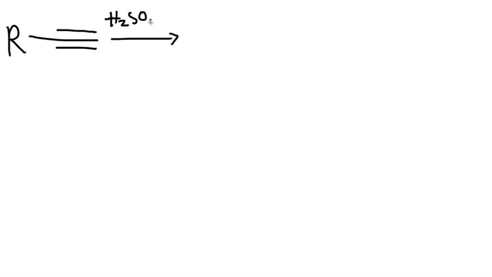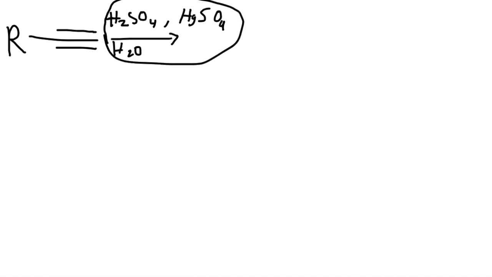For today's video, we'll be talking about acid catalyzed hydration of alkynes. So for this, we have an example of an R group connected to a triple bond, an alkyne, and this is undergoing a reaction with H2SO4 and also HgSO4 all over water. So when you see this reagent, always think of acid catalyzed hydration.